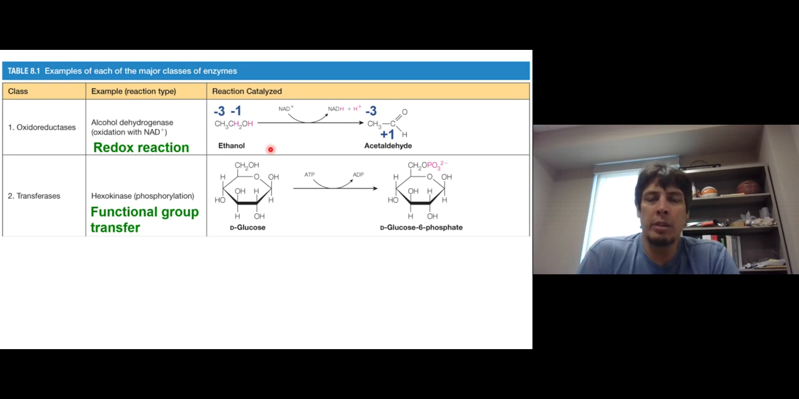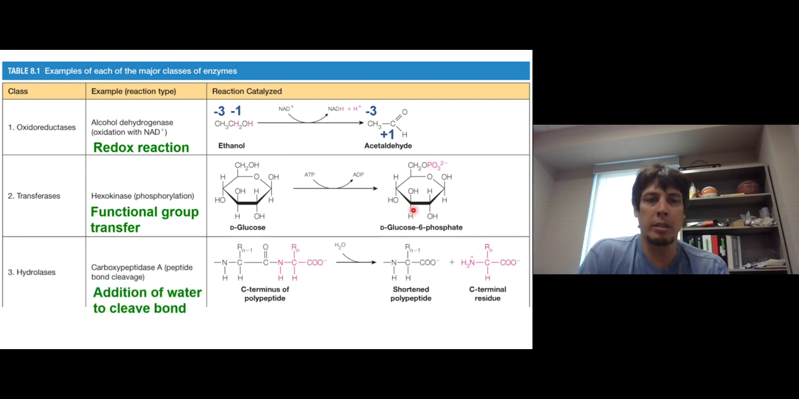Transferases are a second major class, and these participate in functional group transfer. This is an example: hexokinase. A functional group from ATP, which can donate phosphate, is added to glucose, which is the substrate of the reaction of the hexokinase. The phosphate group from ATP gets added, shown here in pink. It's just transferring a phosphate group from ATP to D-glucose to form D-glucose 6-phosphate.